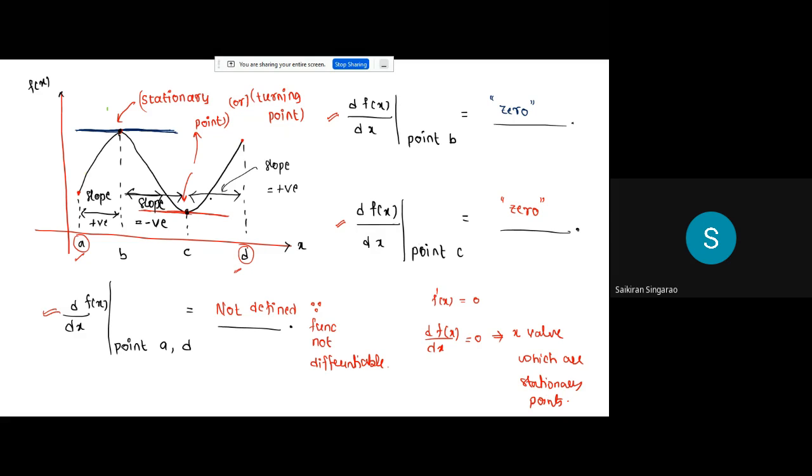Yes, sir. Stationary points because the slope is 0. Turning point because the slope is changing around this point. Before this point the slope was positive, after the point the slope was negative, or here before the point the slope was negative, after the point the slope has become positive. That's why they are called turning points or stationary points.